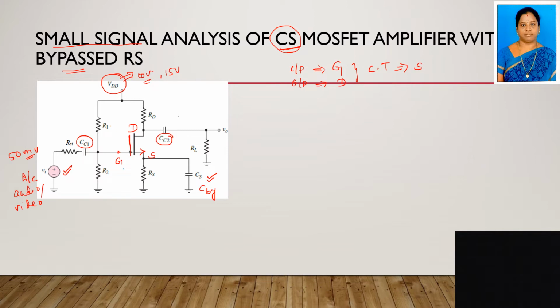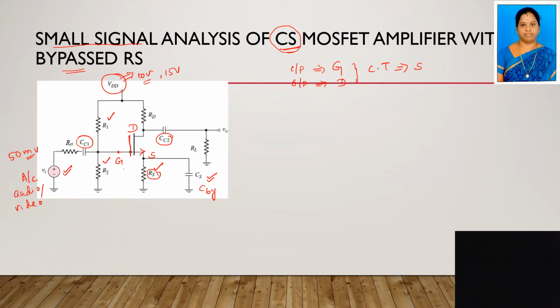In this, R1 as well as R2 are both called biasing resistors. Whereas RS provides good stabilization, that is, we always have to keep the Q point in a stable position in order to get faithful amplification. That role is done by this source resistor. If you are using the source resistor, it will maintain the Q point in a stable position. That is the advantage of using RS.